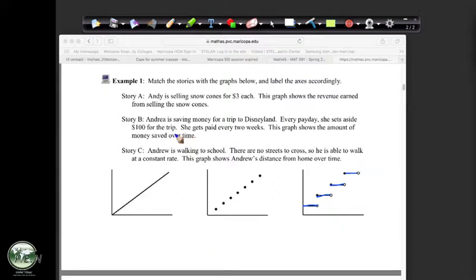Good. So this last one, Andrew is walking to school. There are no streets to cross, so he is able to walk at a constant rate.